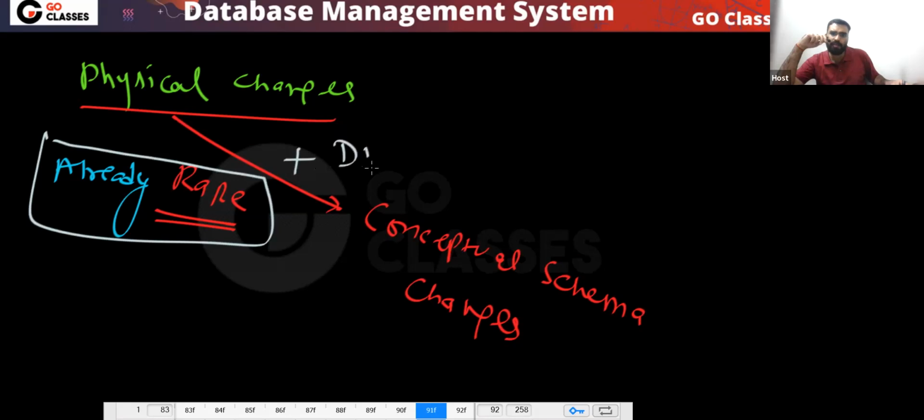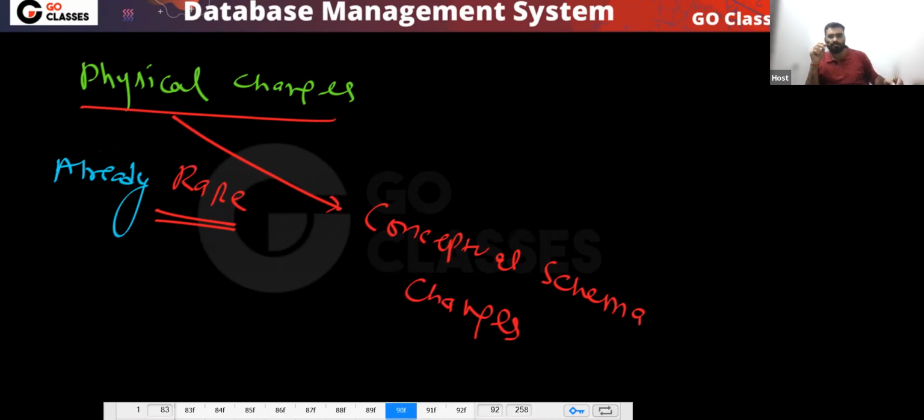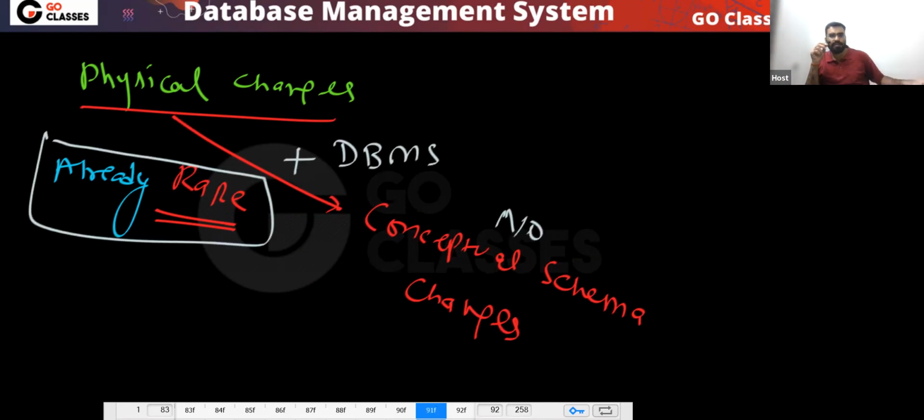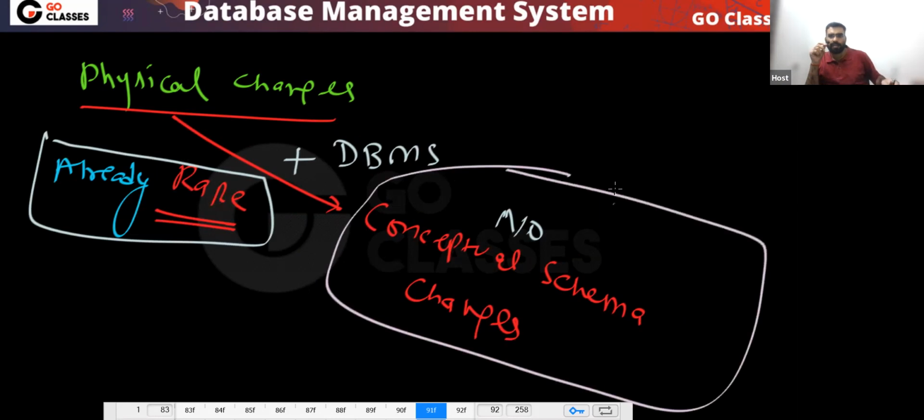But if you add the DBMS software also, then it will become more rare. Basically it will become almost perfect. Yes or no? So I can say that it is already very rare, and if you add the DBMS software, then it will become almost perfect.